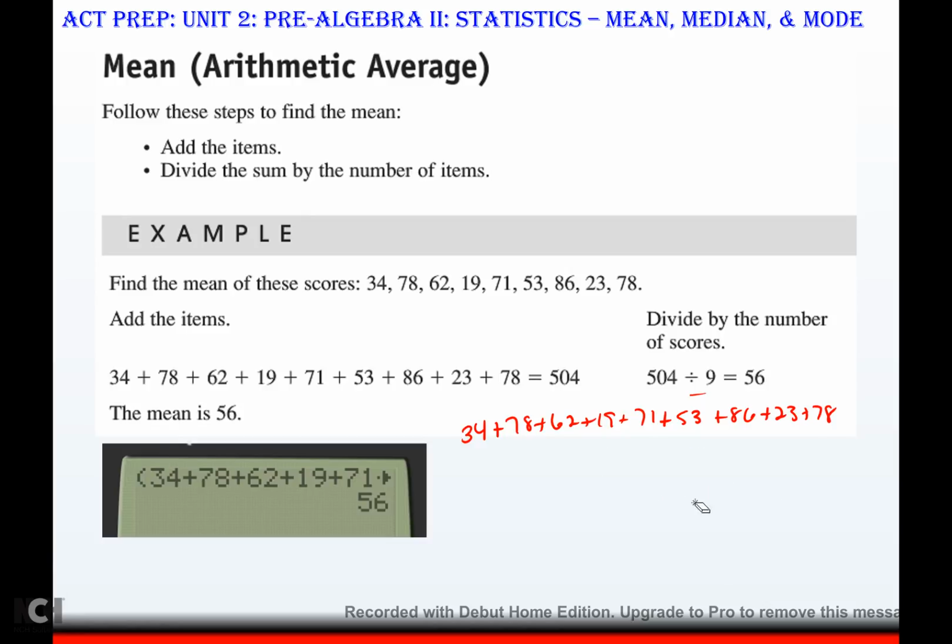If you're going to type it all at once, if you type it like this and then just divide by 9 at the end, the calculator is going to do this division. It's going to divide 78 by 9 and then add all the rest of those numbers. So if you want to type it all at once like this, you have to put those in parentheses so that it adds first and divides last. Okay? Be careful on a calculator.